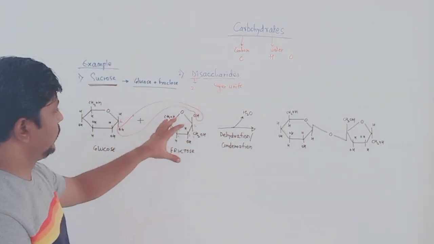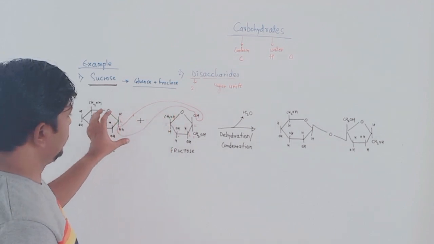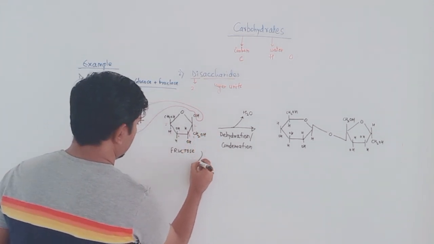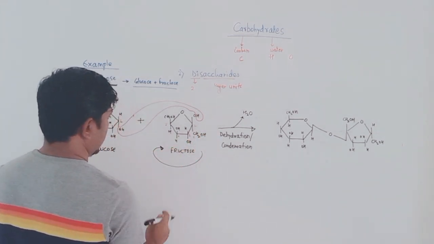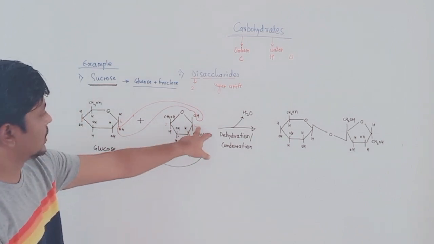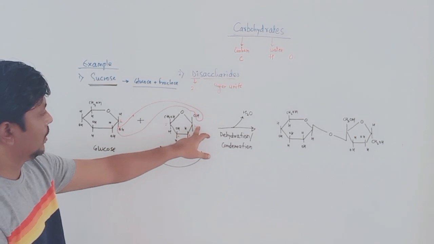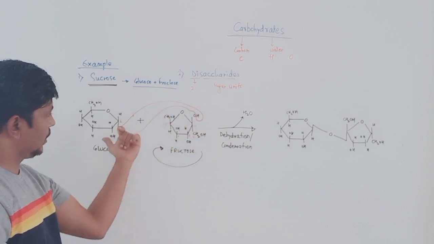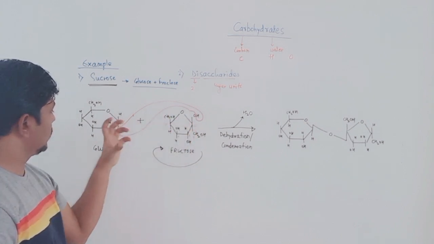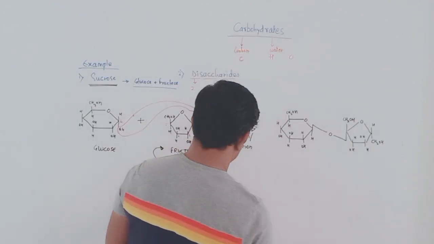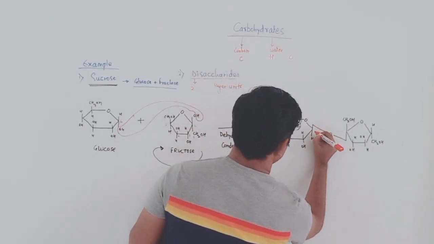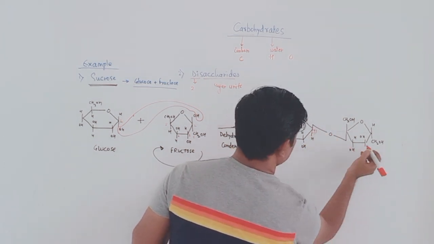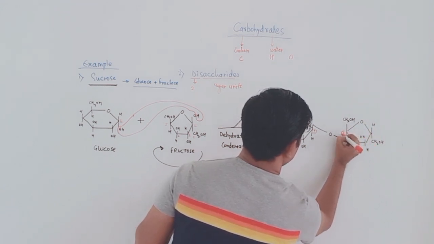So when we remove one water molecule by combining one glucose and one fructose molecule, what happens is this fructose molecule will rotate itself so that the second carbon atom, which is present on the left side, will turn itself and come near to the glucose molecule. So if we see here in the formation of sucrose, this is the first carbon atom of glucose, and here this is the second carbon atom of fructose.